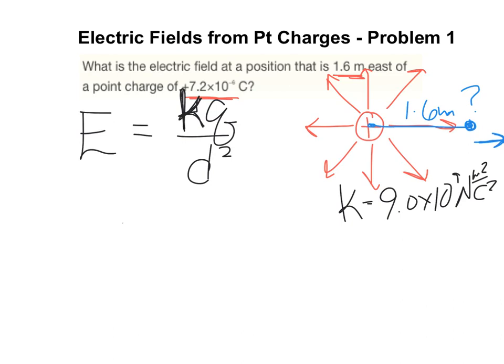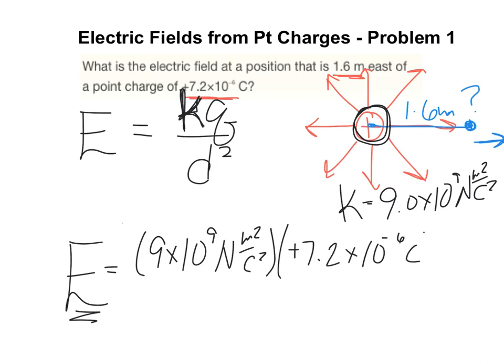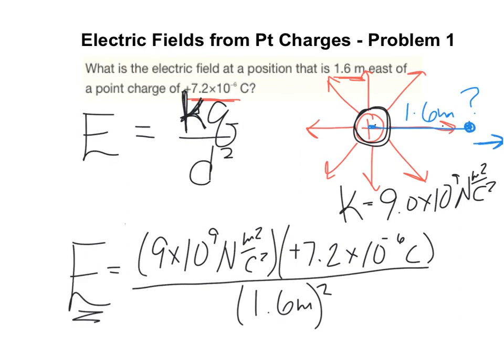E is equal to the Coulomb constant, 9 times 10 to the ninth Newton meter squared per Coulomb squared, multiplied by the charge. We're interested in this central charge because it's creating the electric field. So the charge on this object, positive 7.2 times 10 to the negative 6 coulombs. And let's divide by the distance we are away, 1.6 meters, and that value should be squared. Go ahead and see if you can do that calculation.